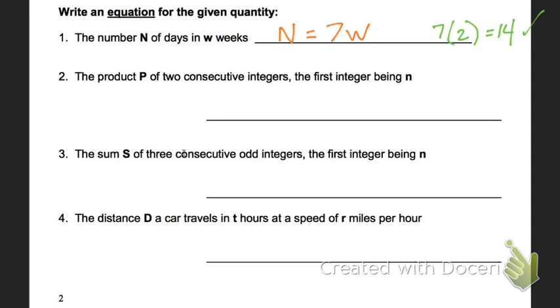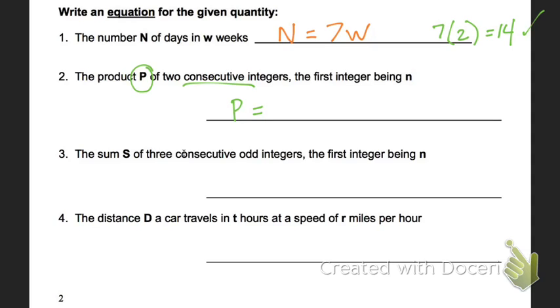Okay, the next one, it says the product P. So it's going to be a P equals of 2 consecutive integers. What does it mean to be consecutive? Not the same. Back to back, like in a row. So just somebody shout out 2 consecutive numbers. 3 and 4. And so it's, or 5 and 6, 7, 8, 9, 10.